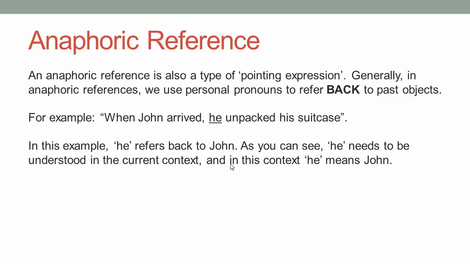Let's now look at anaphoric references. So an anaphoric reference is also a type of pointing expression. So generally in anaphoric references we use personal pronouns to refer back to past objects. For example, when John arrived, he unpacked his suitcase. In this example, he refers back to John. As you can see, he needs to be understood in the current context, and in this context, he means John.